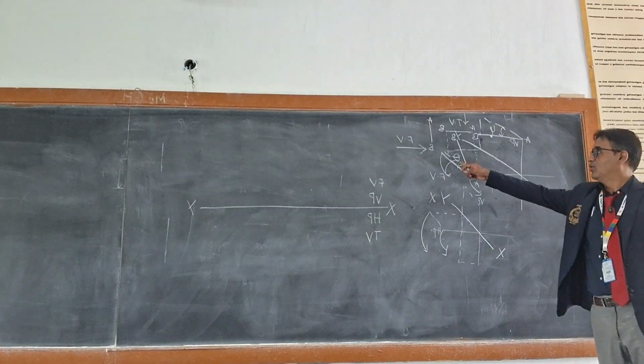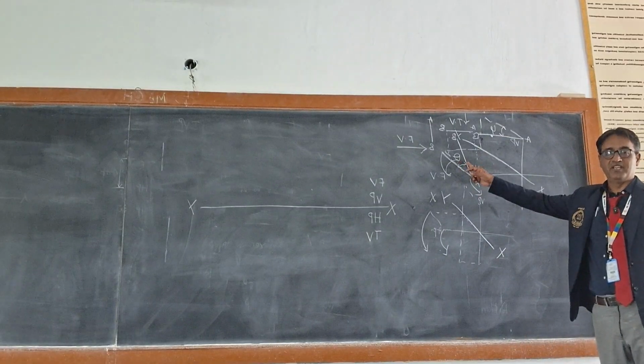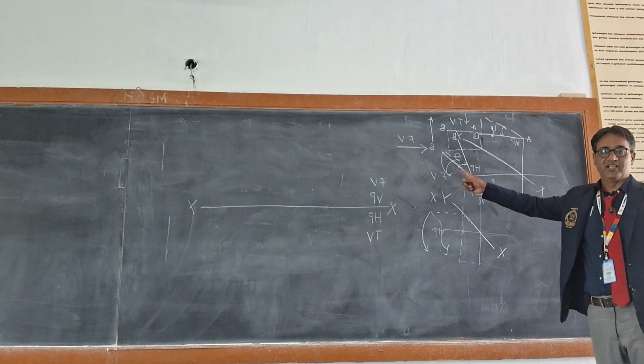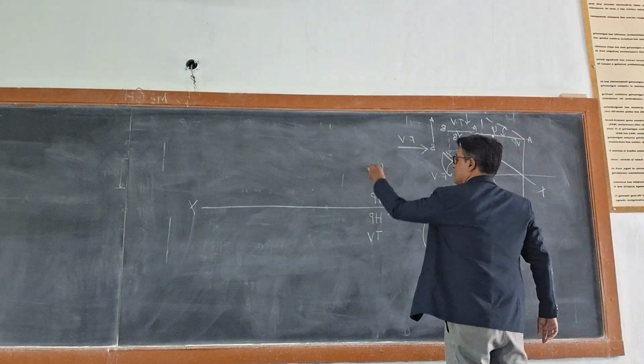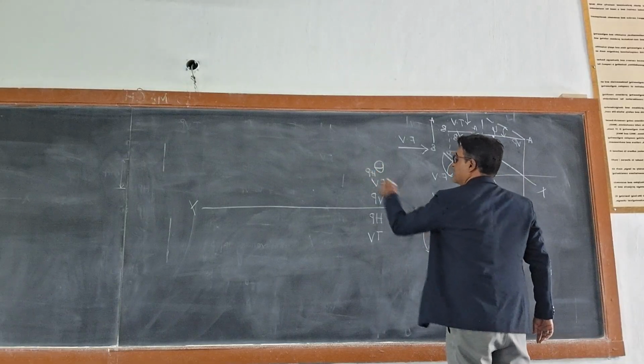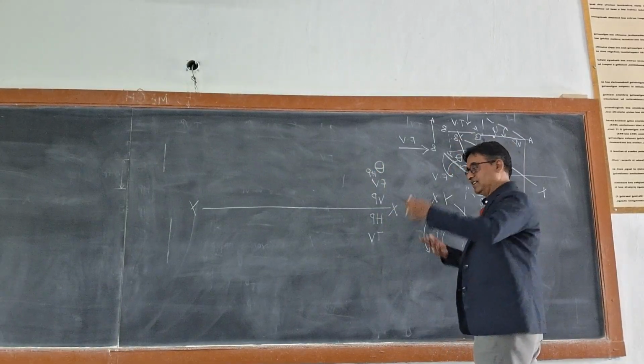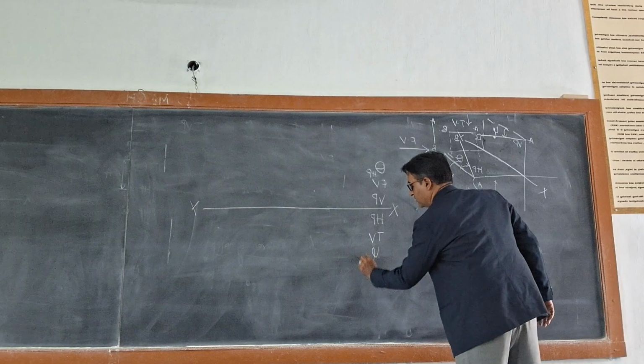Now, when you want to look at the inclination to HP, you have to look from the front view, right? Where is front view? It is above XY. Therefore, theta, that is inclination to HP, will be above XY, and any inclination to VP will be below XY.